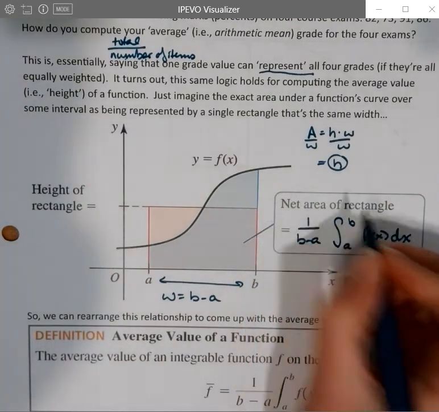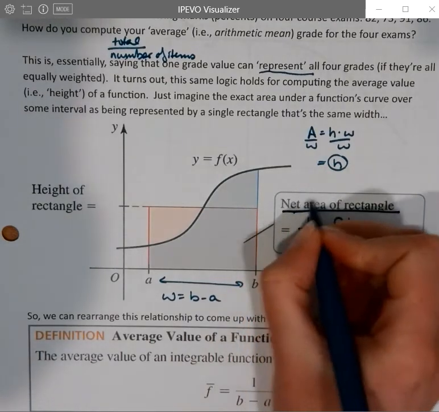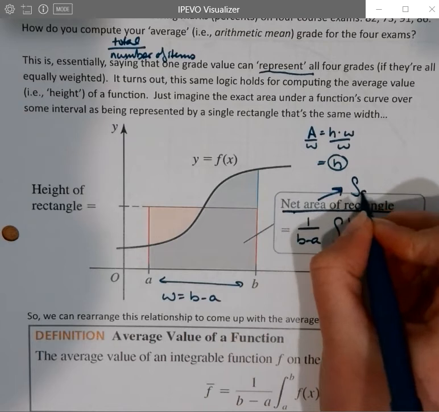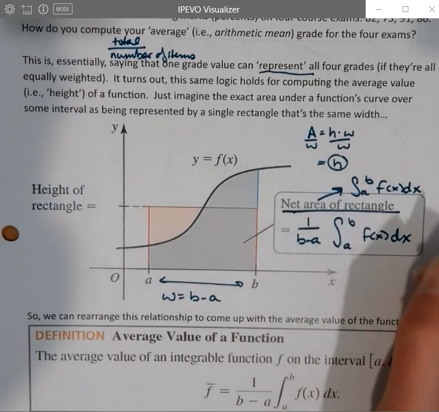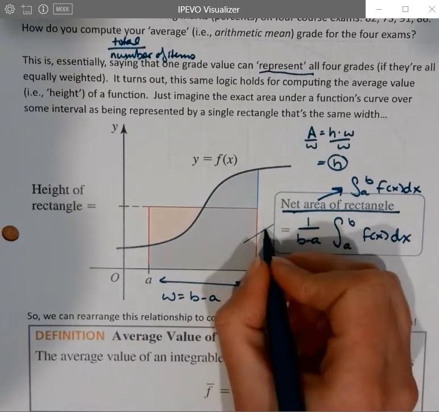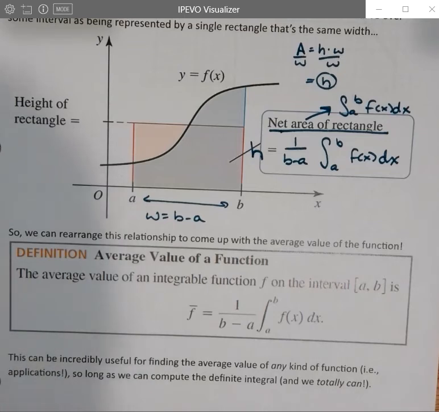Actually, this box was for net area. That's okay. I went and did height. So net area is the integral from a to b of f of x dx. And so if I divide that by width, this is going to give us height. And so we went ahead and built the whole formula right there.